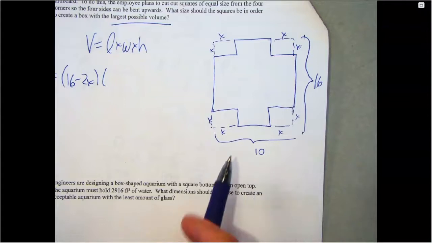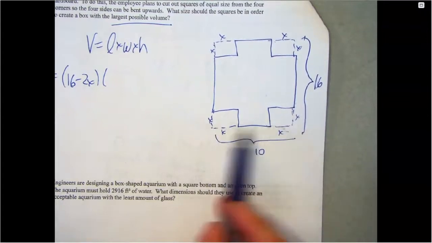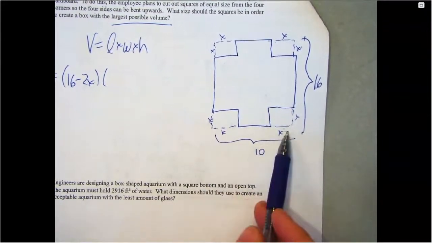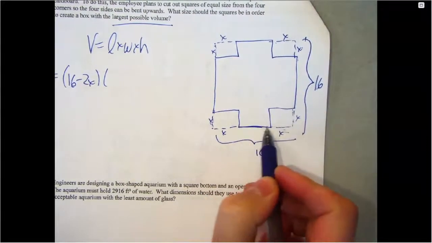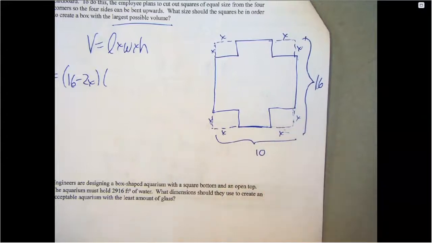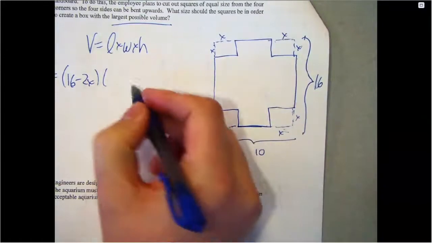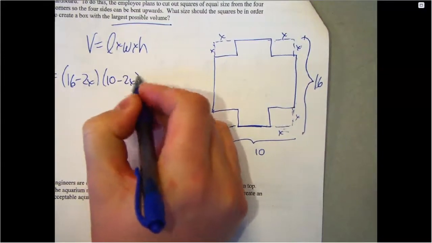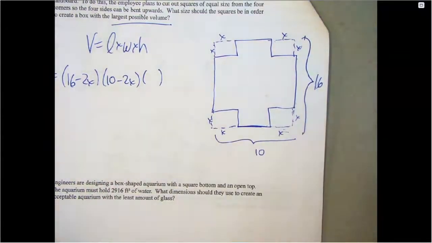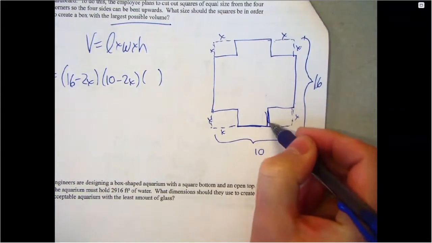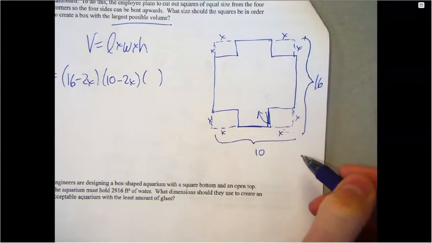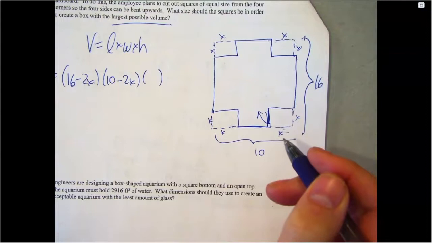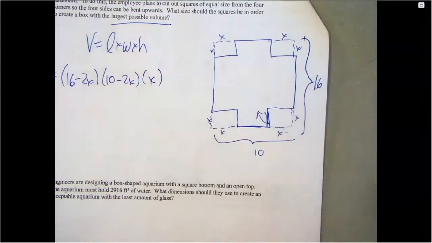Same idea with the width, right? I had a 10 centimeter wide sheet of cardboard, and this is my new width. It's just this part, and I've lost x and I've lost x. So is my new width 10 minus 2x? And then what's my height? x. Because that x is the part that gets folded up and becomes the height of your new box. Right? Yeah. That's my setup.